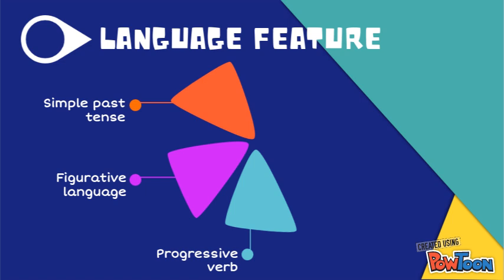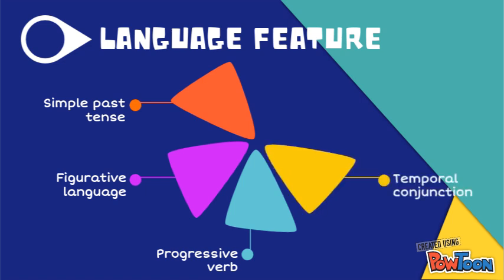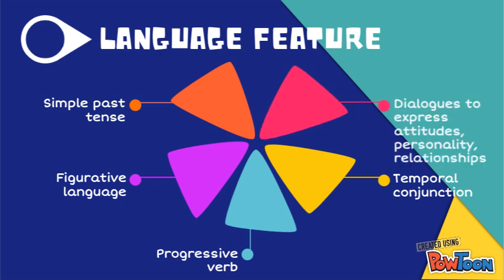And then, it also uses temporal conjunction because each sentence or paragraph are continuing each other, so there must be connection between those paragraphs or sentences. And also, it uses dialogues to express attitudes, personality, and also relationships.